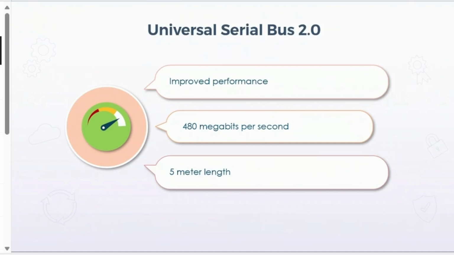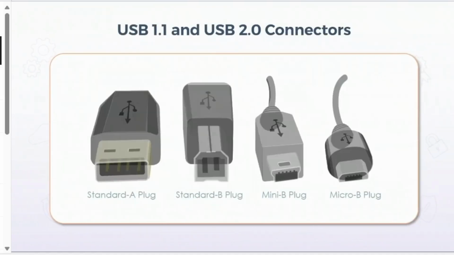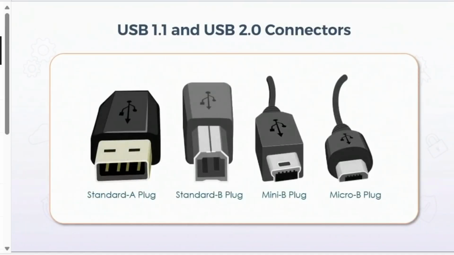As for the physical connectors for USB, for versions 1.1 and 2.0, there was the standard A plug, which was the end that was inserted into your computer, and the standard B plug, which was inserted into the peripheral device. The B plug is perhaps most commonly found on printers.